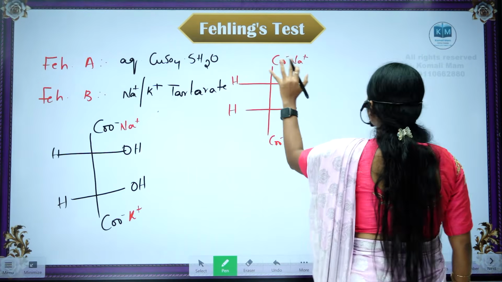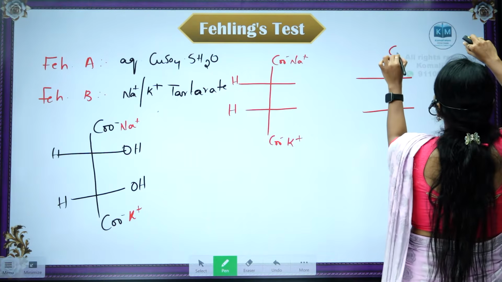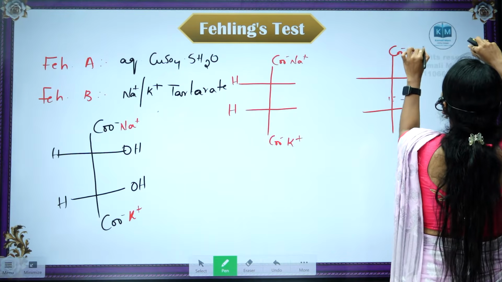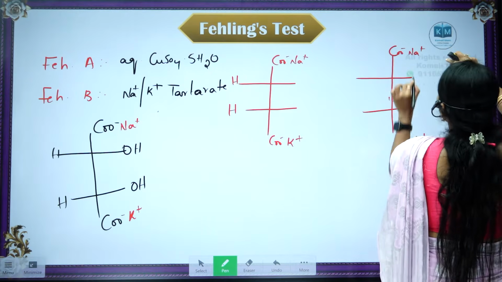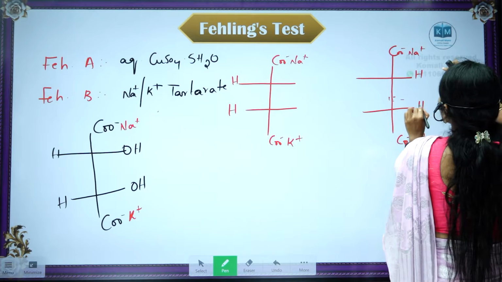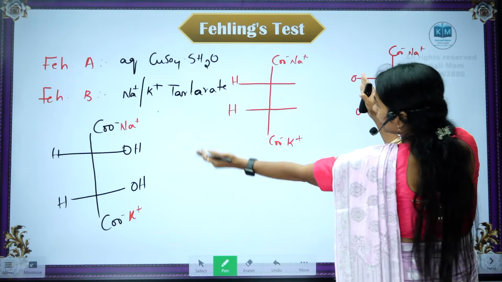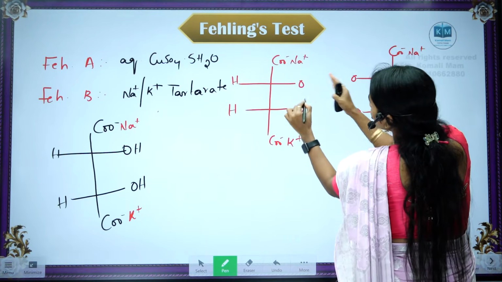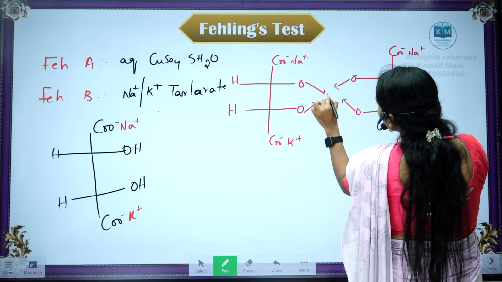This is one sodium potassium tartarate. Same way, one more sodium potassium tartarate, COO minus Na plus, COO minus Na plus. Now, here one H here, one H here. Then here oxygen, oxygen, because OH is there, right? That's OH. Again, same way OH, OH. Here all these four oxygens form a complex with a Cu.